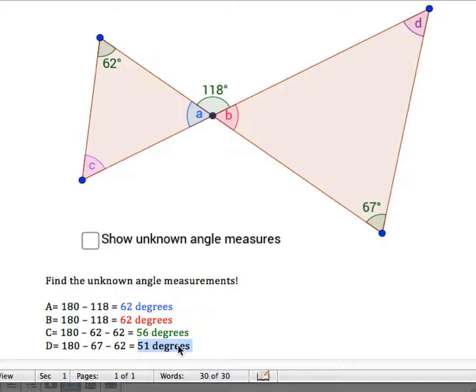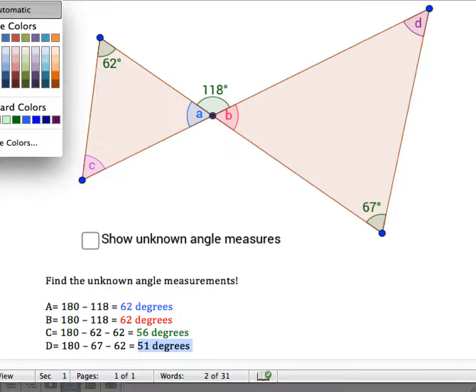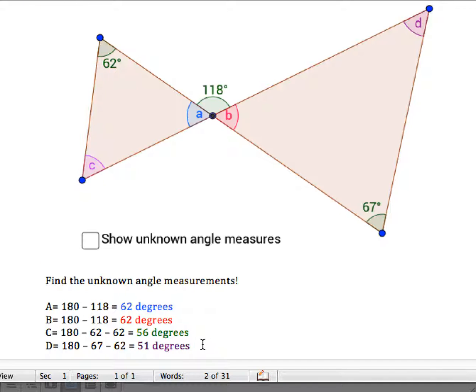So now we've solved for all of these, and it's all because we knew about our different angles.